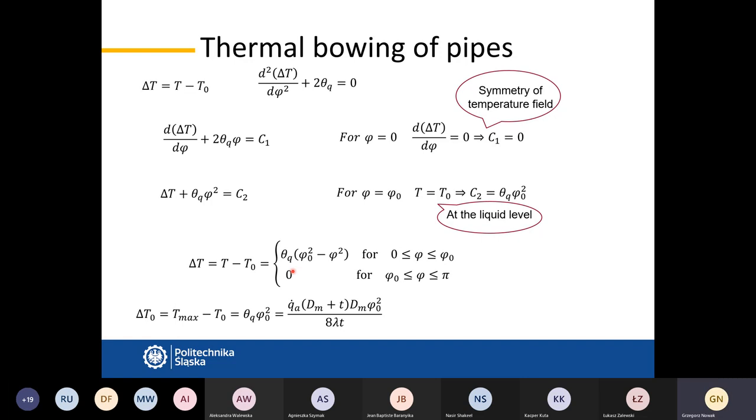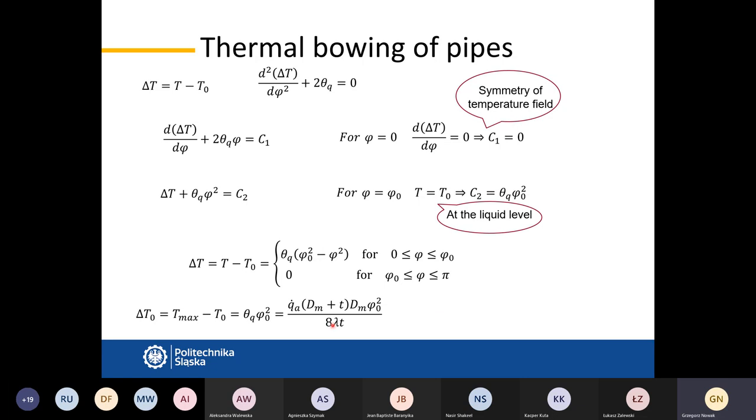The maximum temperature difference, which is quite obvious, is at the very top. So the temperature difference between the wall temperature and the liquid temperature is greatest at the top of the pipe. If we introduce the data, for phi equal to zero, it will be theta q phi zero squared. And this is, of course, if we introduce the expression for theta q, the magnitude, theta times q zero squared.